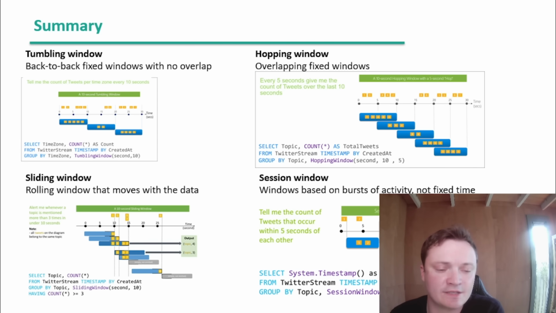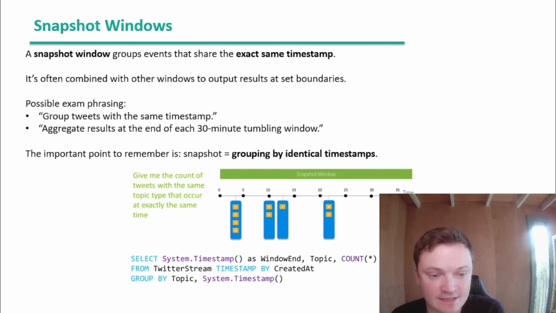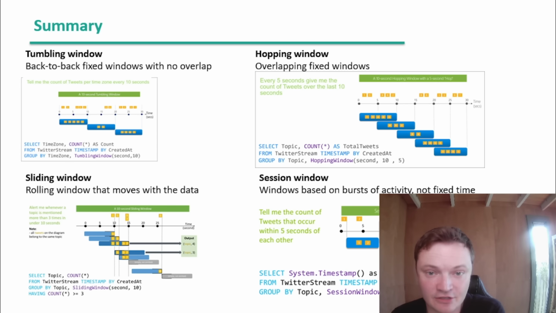So, to summarize, there are 5 different window types. I believe the 4 that you're most likely to be asked on in the exam would be the tumbling window, the hopping window, the sliding window, and the session window. The snapshot window is slightly less commonly used, but it is still good to know.